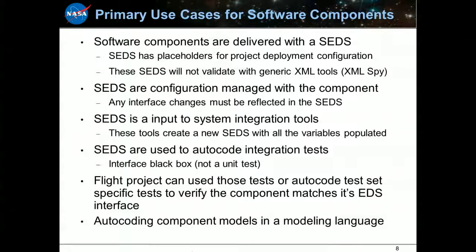So the SEDS are configuration managed with the components. In your Git, they're put out there with it, so when you pull the two, you get a matched set. If you change any interface definition, you should change the SEDS. It goes back and forth where you start with a header file for what your packets look like, or you start with a SEDS and then auto-generate the header file. You can go either way.